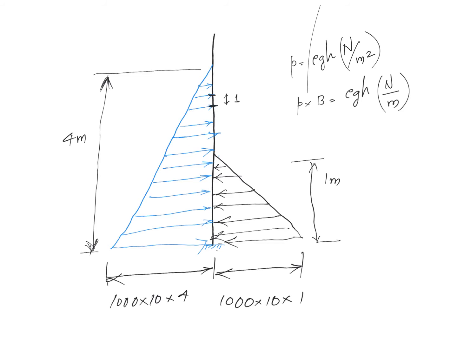Then this is varying like this as a triangle. Then you know what will be the maximum lateral load acting per unit length. It will be rho g h. Rho is 1000, g is 10, and height is 4. So the magnitude of this quantity will be this much, and similarly the magnitude on the right hand side will be this much, because the height is just 1 instead of 4 over here.